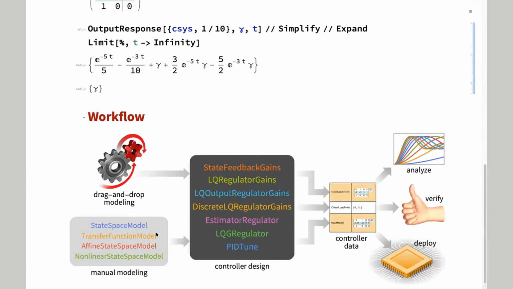So this is an overview of the new workflow. We can start with a model, either from System Modeler, or you can specify the model manually using one of these functions, or these models can be obtained using some other techniques. And then all these functions accept these models, and the way you specify them is in a very uniform way. Once you specify the model and the controller parameters, the common properties are obtained directly by specifying those property values, or you can obtain a controller data object that we can then use for further analysis, simulation, deployment, or other downstream tasks.